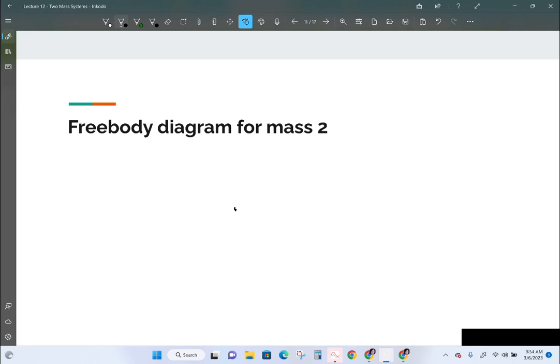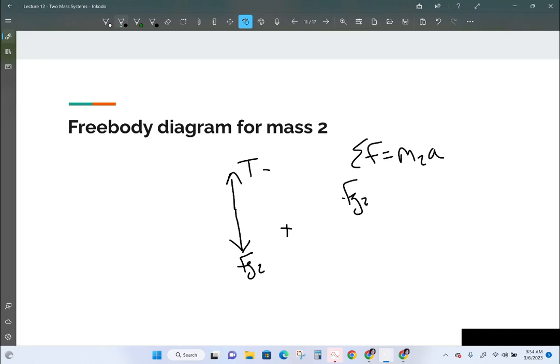And for mass 2, it's accelerating downward. It has weight that's making it accelerate downward, and tension, which is negative. So the only forces that are affecting its motion, making mass 2 accelerate, are its weight minus its tension. Its weight is 490 newtons minus tension equals 50 kilograms times A. Can't really do much with these, right?